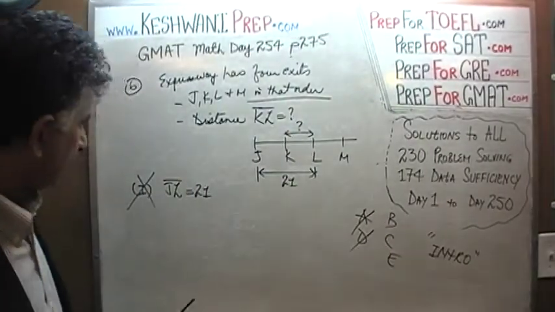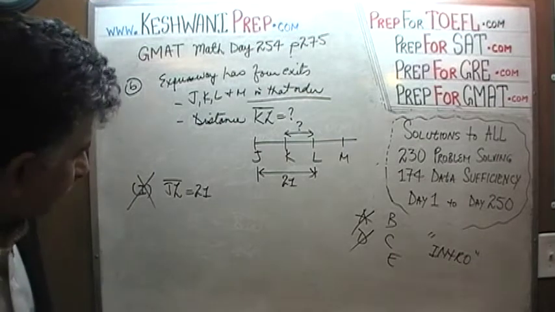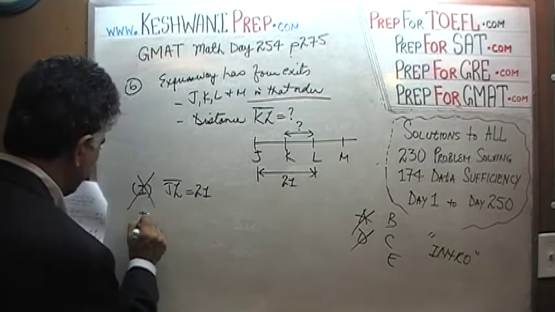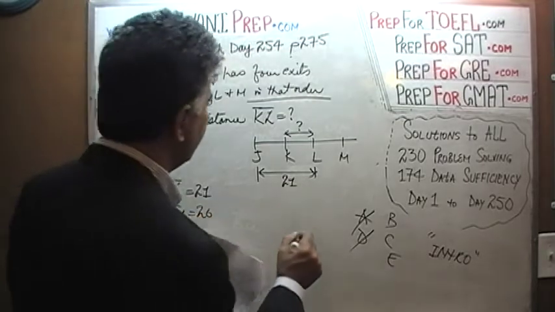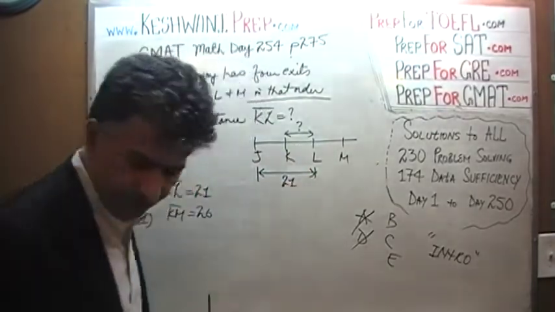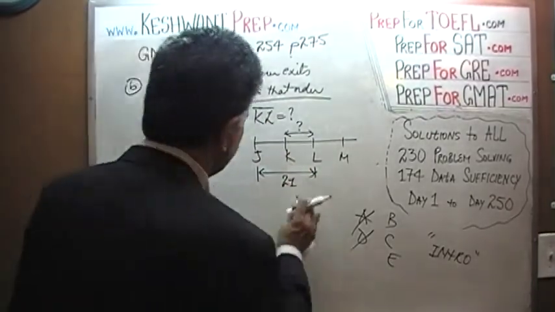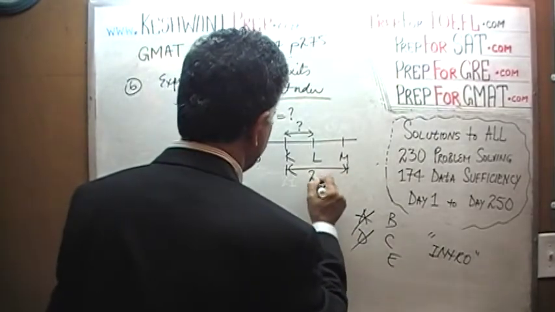Let's look at the second statement. The second statement tells us that K to M is 26 miles. Where is K to M? K to M is right here. Let's erase this part.